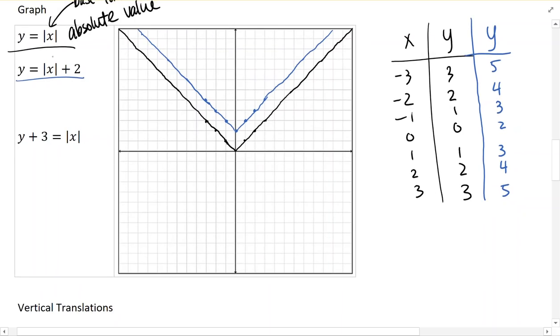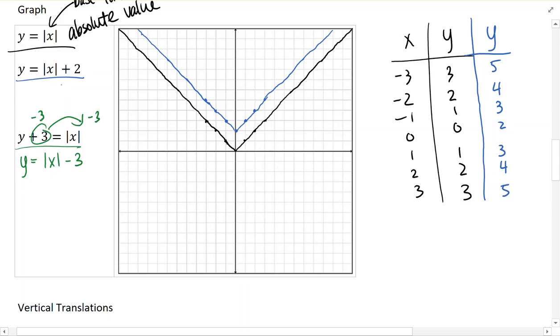Now, if the base graph plus 2 gives you that, let's look at this next one. We have to be careful before we start this next one because with functions, you want to have that y by itself. But right now it's not. There's that 3 on it. So you'll actually need to move this 3 to the other side. To move it, you'll have to subtract 3 from both sides. I'm just writing it out to show you. You do not need to write all this down. So you'll have y equals absolute value x subtract 3.